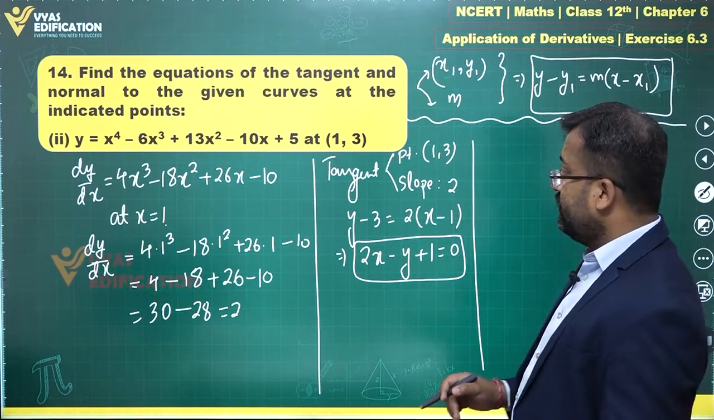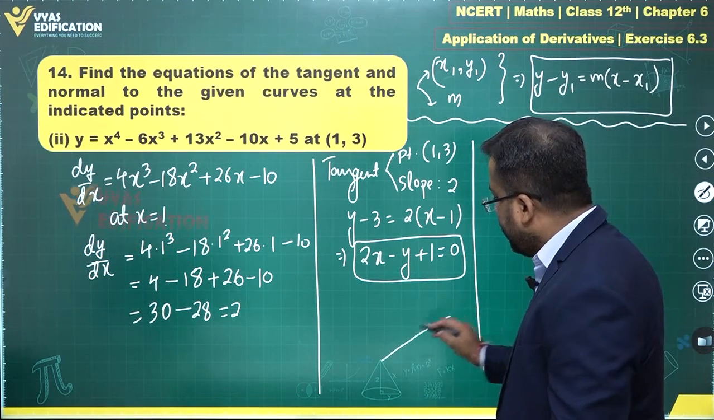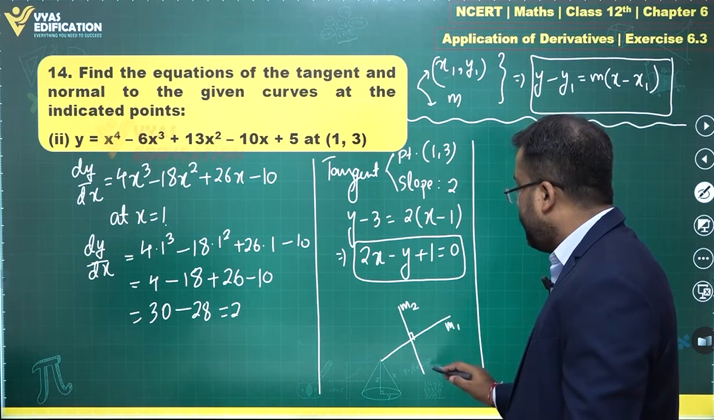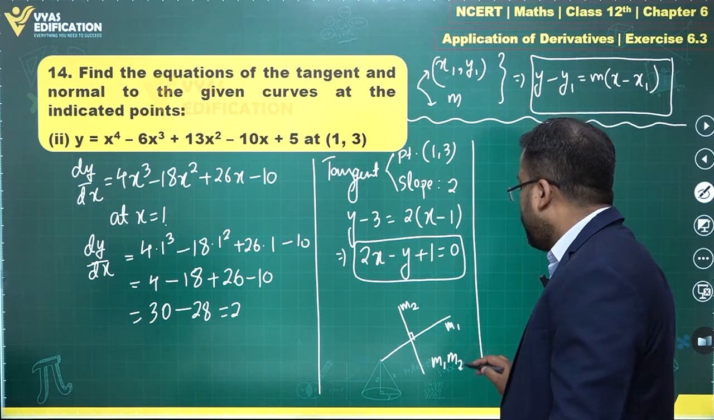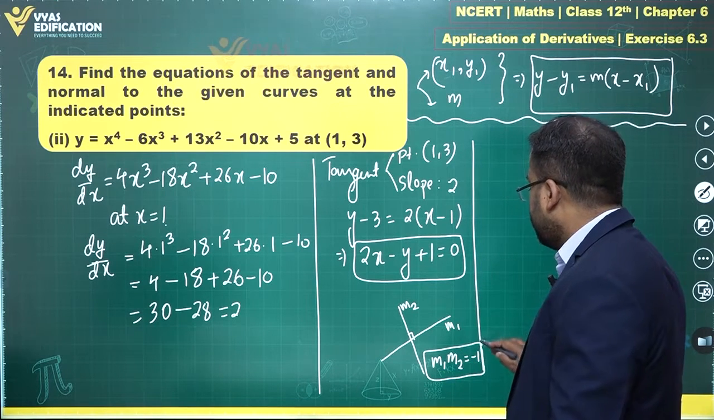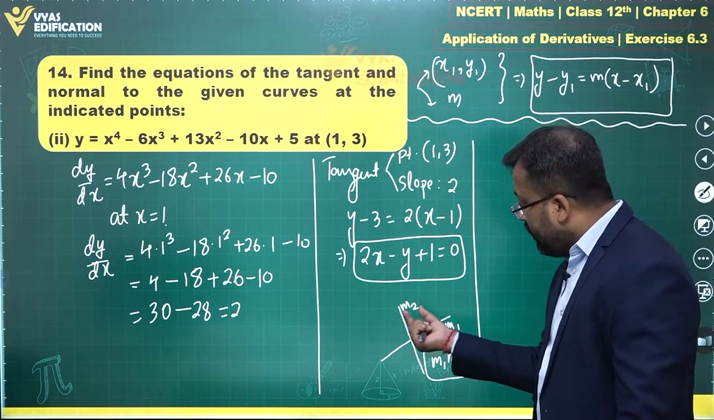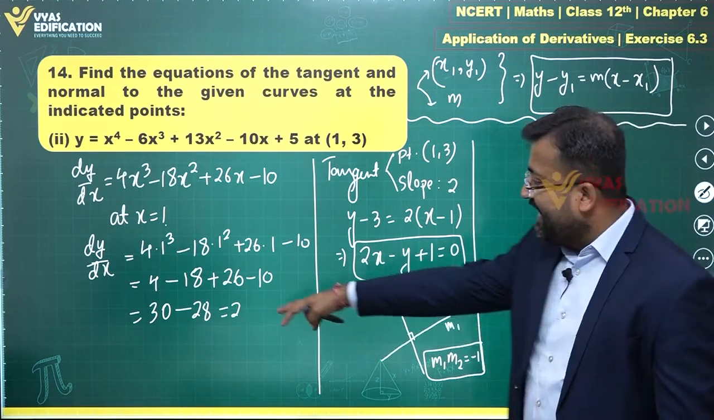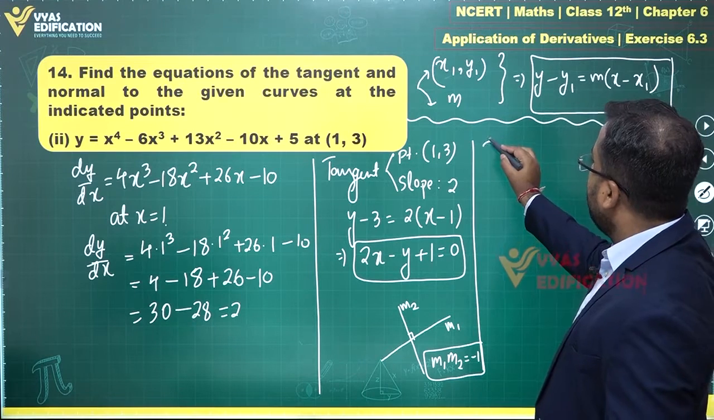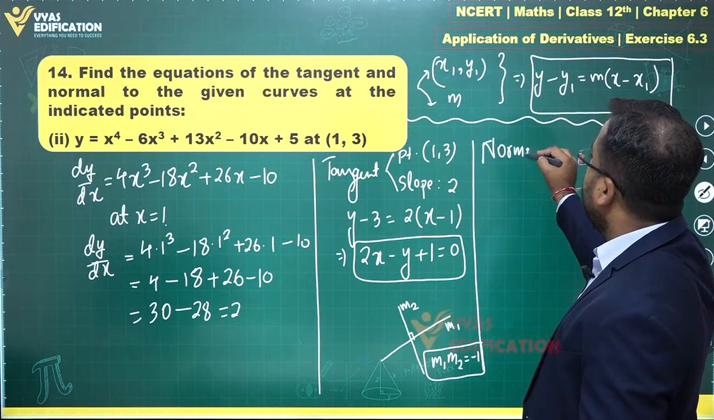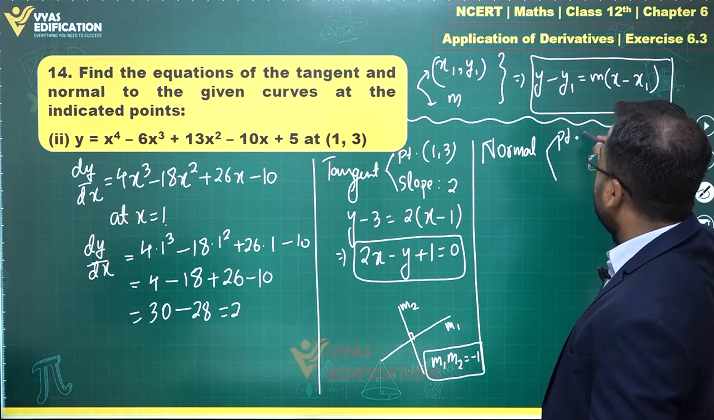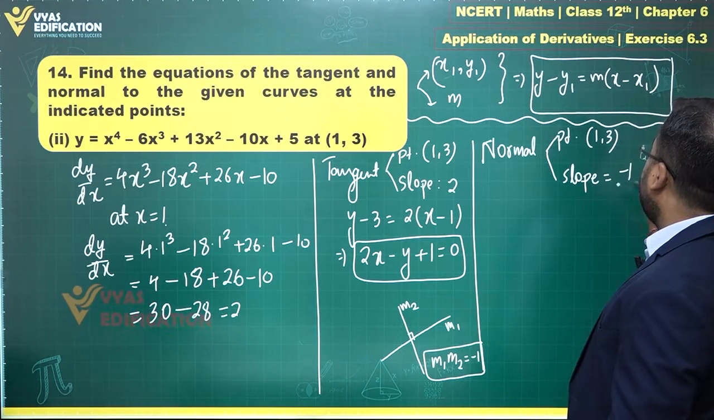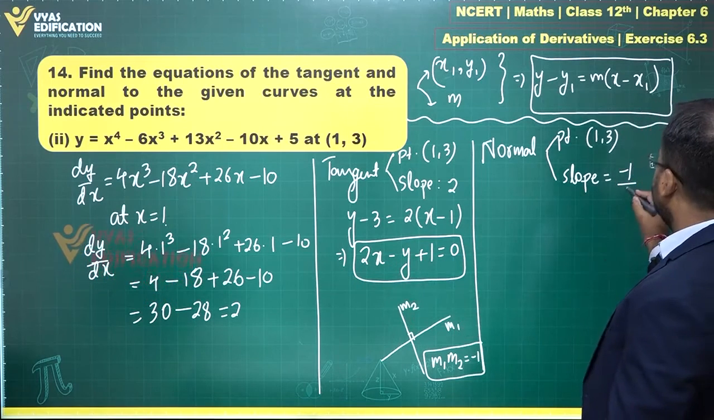What about for normal? For normal, we remember that if two lines are perpendicular, this is slope m1, this is slope m2, then the product of slopes will be equal to minus 1. That is something that we remember. So the slope of normal will be the negative reciprocal of the slope of tangent. So for normal, what do we have? For normal, the point is same. Point is (1, 3). Slope is equal to minus 1 upon that dy by dx, which is 2.